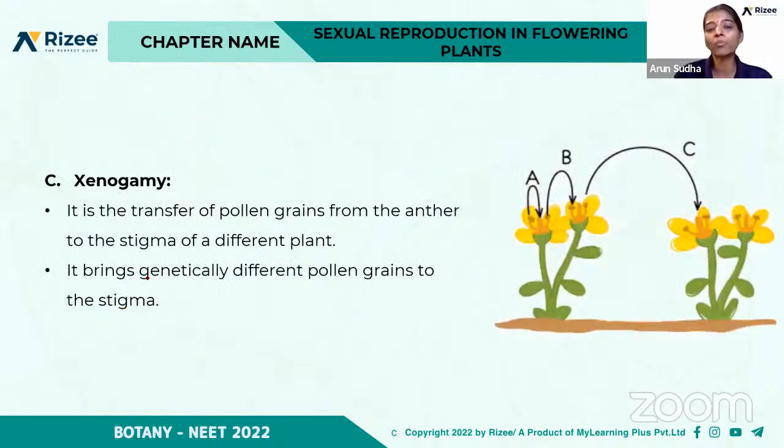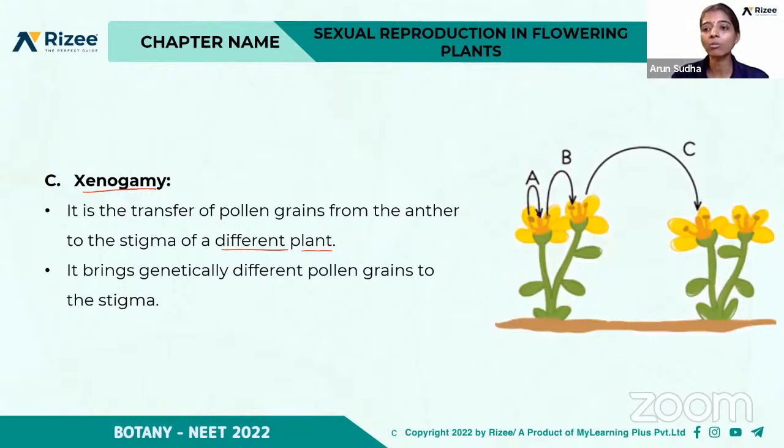So the next type of pollination is xenogamy. It is a transfer of pollen grains from the anther to the stigma of a different plant. So there we saw different flowers of the same plant, but here it is from different plants, right?